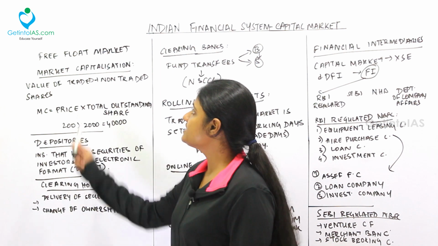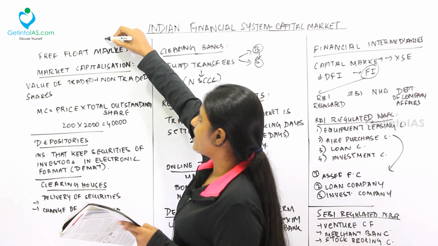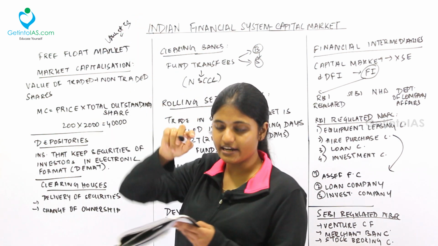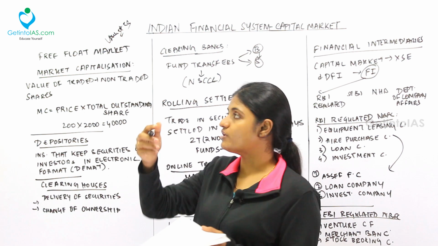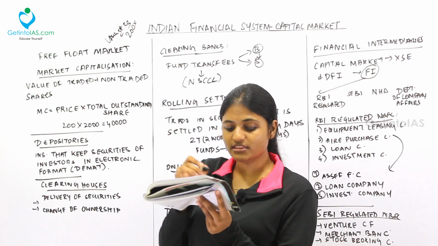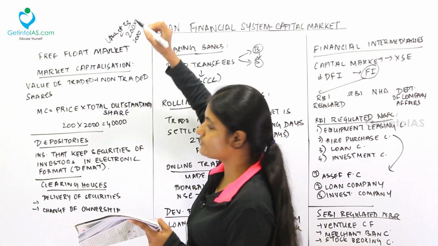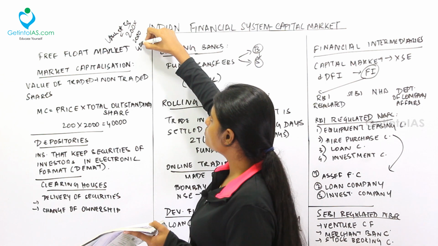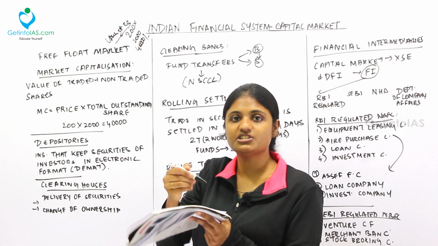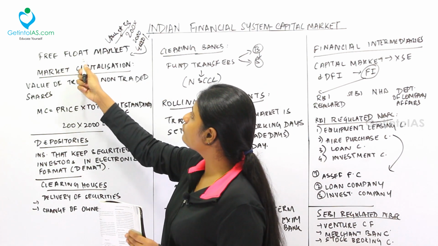So what is called as free float market? The value of traded shares, as told already, is calculated with the help of the price of one share. Say the price of one share is 200 rupees, into the number of shares traded, that is 2000 shares. When you multiply this, you'll get 4 lakh. This is called the value of the traded shares. This 4 lakh rupees is called free float market.